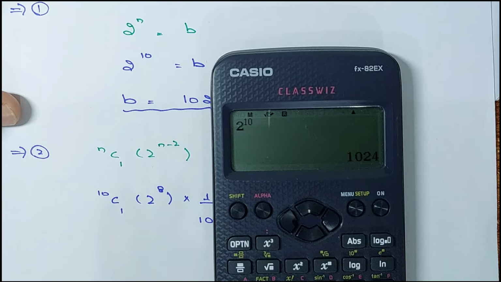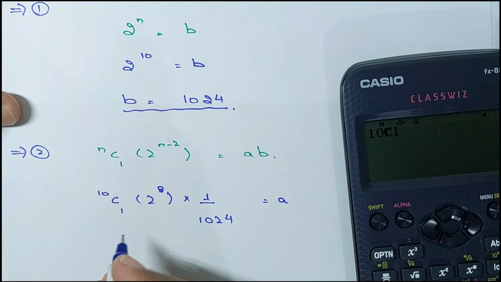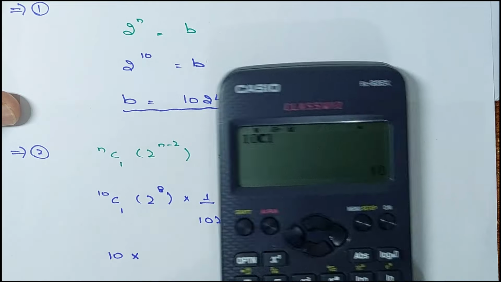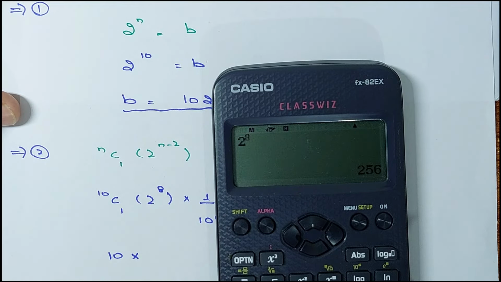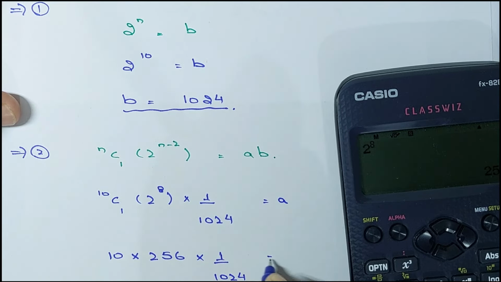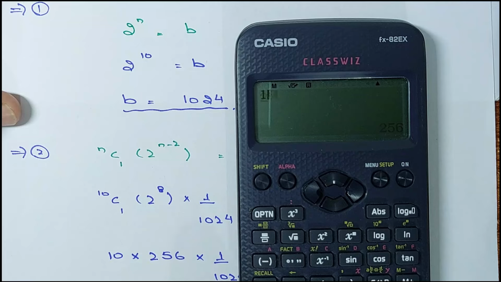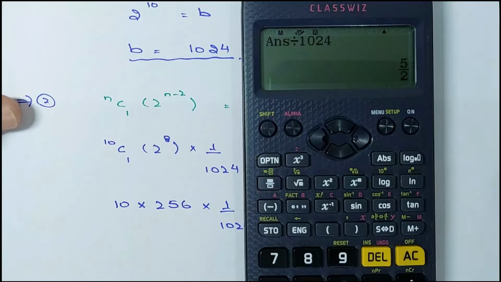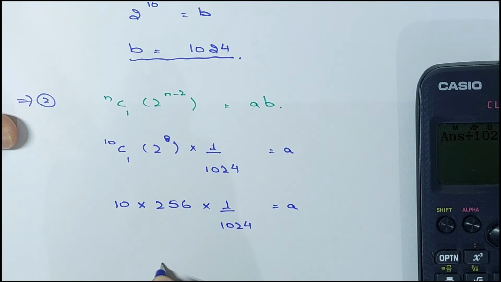All right. So 10C1 is 10. This is 10 times 2 to the power of 8, which is 256, and times 1 over 1024. This is my a. 10 times 256 divided by 1024. This is 5 by 2, my a value, 2.5. a is 5 by 2. This is 2.5. So we got the values of the constants a, b and n.